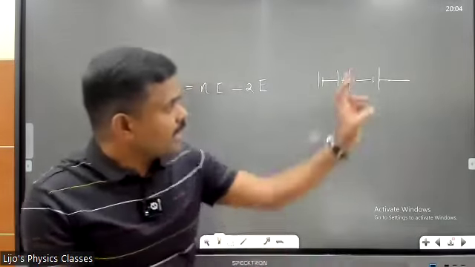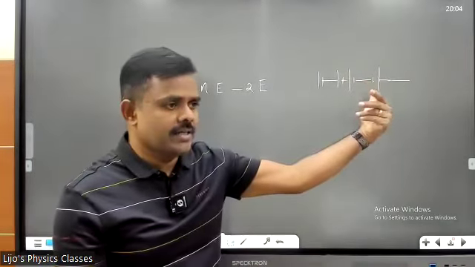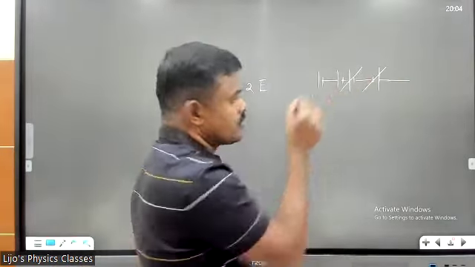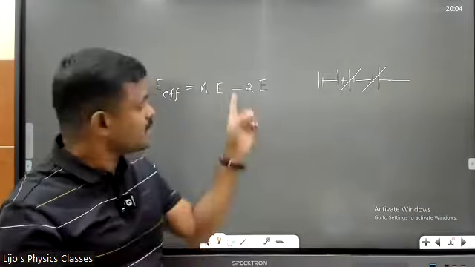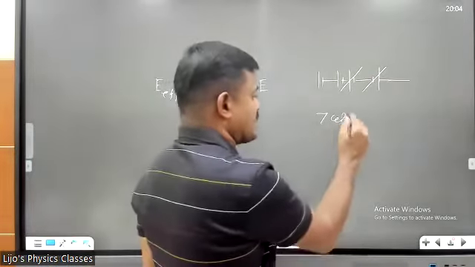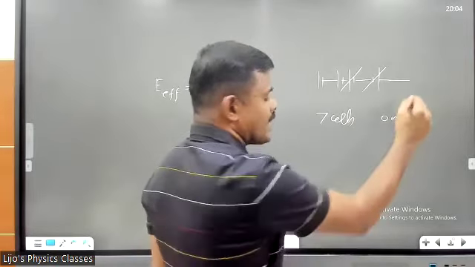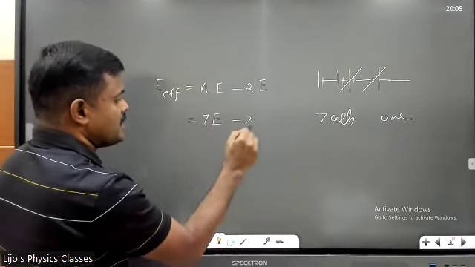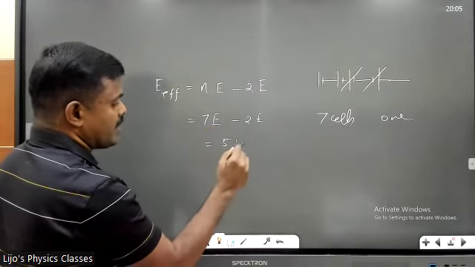Because when you connect one cell in wrong connection, it is in fact cancelling one more cell. This cell will cancel this cell out. Understood? That is why you write Ne minus 2E. For example, if they say 7 cells are connected and one of them is wrongly connected, what will be the effective EMF? 7E minus 2E. That is equal to 5 times E.